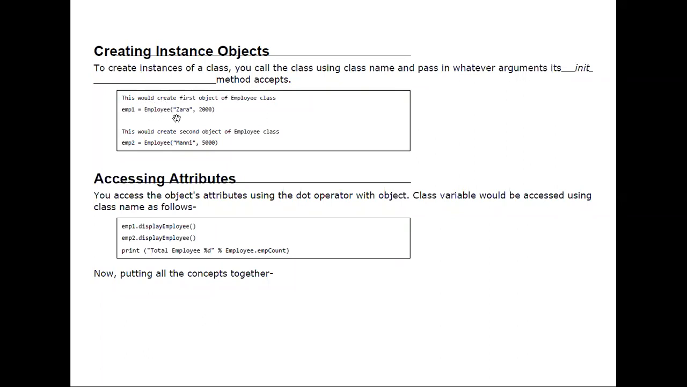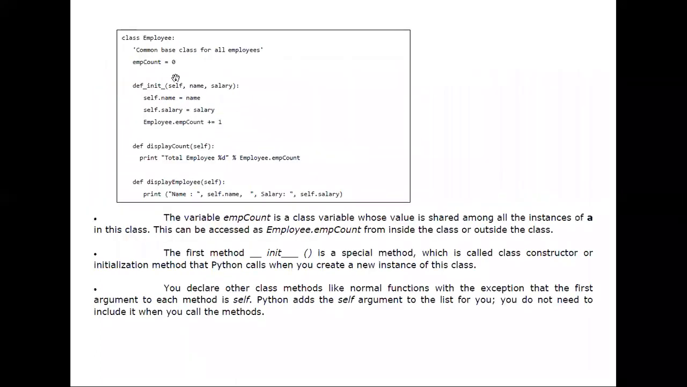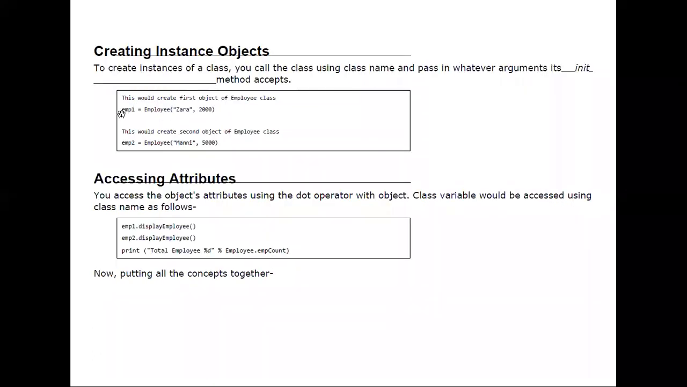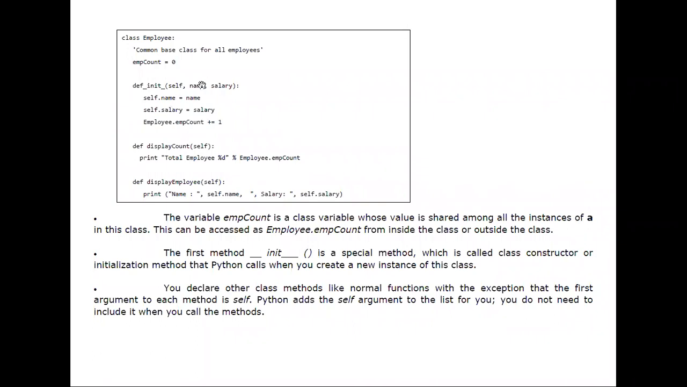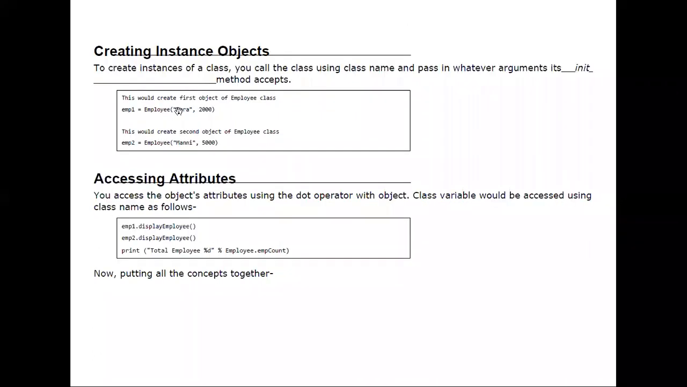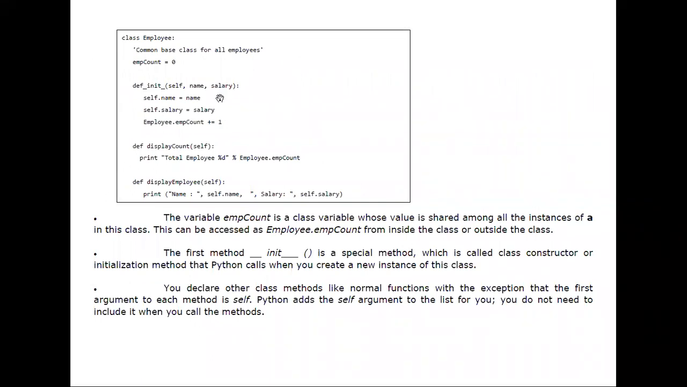What was our class name? Employee, and we are passing some arguments, Zara in history and a number. So now that will be passed here for the object, and self is emp1, and for emp1 the name is Zara and salary is 2000. self.name, that is for object one, emp1.name, you assign Zara, emp.salary you assign 2000, and you will increase the counter by 1. That 0 will become 1.